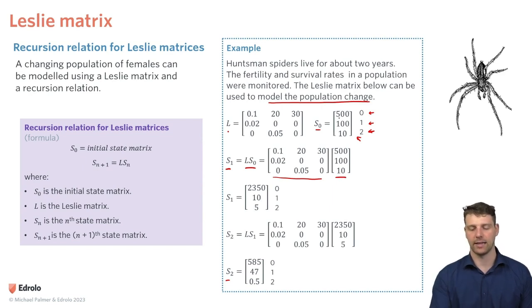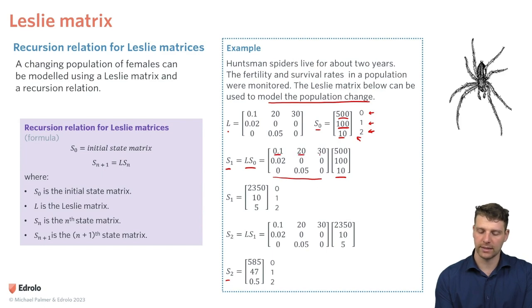We can see initially there were 500 0-year-old huntsmen, or baby huntsmen. There are 100 adolescent or juvenile huntsmen at 1 year old, and I've got 10 adult huntsmen. In this Leslie matrix, what you can see is the fecundity rate. So I can see 0.1, 20, and 30, and that tells me how much the corresponding age groups reproduce. So on average, we expect 20 baby huntsmen to be born to each of the 1-year-old huntsmen.